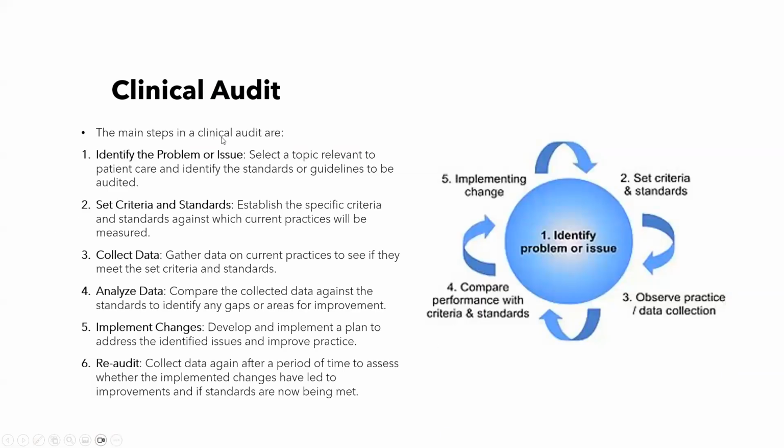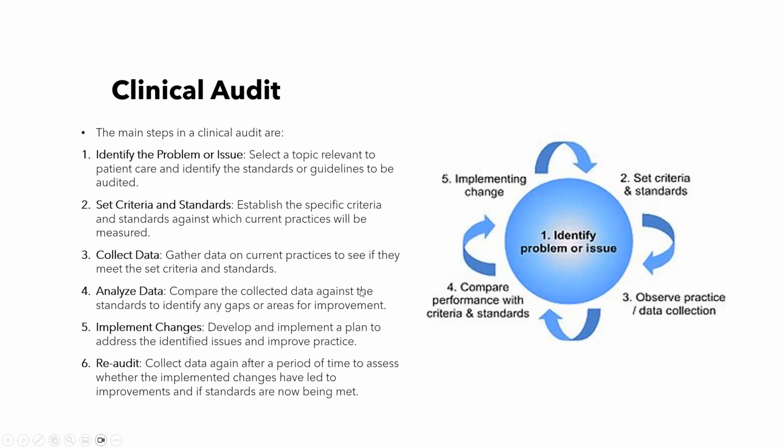So the main steps in a clinical audit are: identify the problem or issue, select a topic relevant to patient care, and identify the standards or guidelines to be audited. That is the main problem. That is the core of the whole clinical audit. Then set criteria and standards: establish the specific criteria and standards against which current practices will be measured. Then we are going to collect the data, gather data on current practices to see if they meet the set criteria and standards. Analyze the data is the fourth step.